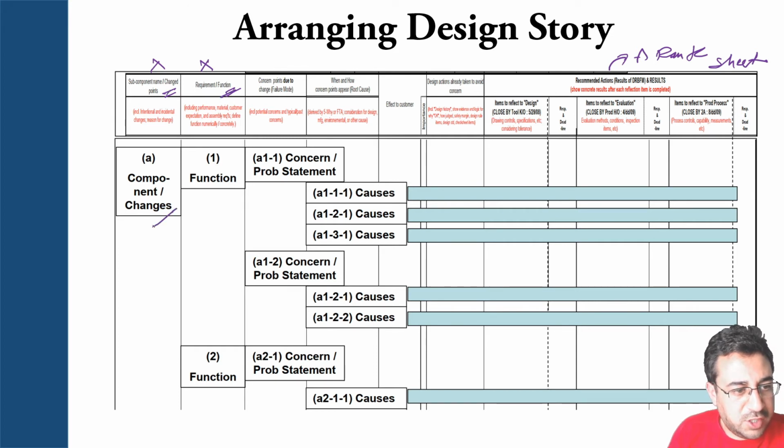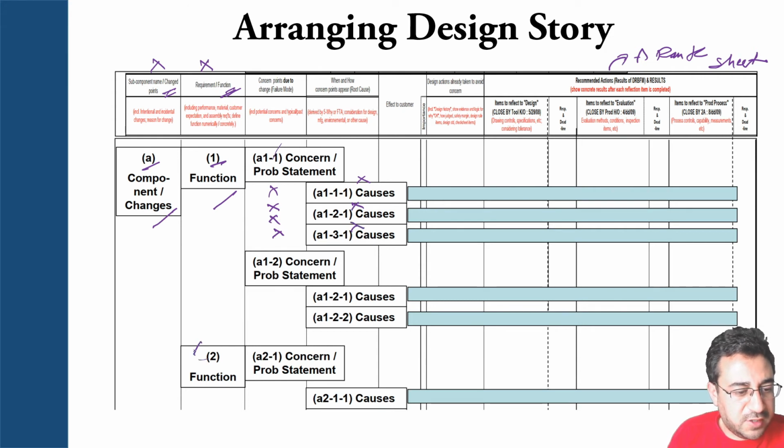Now you have the change point and the requirement or function. So I have the component or change point here, the function here, and the concern due to change or the failure mode here. Then I can tell what's going on with that specific part. Part A related to function 1 is having those concerns or failure modes. When and how the concern appears, I can write down the root cause analysis. Because of cause 1, cause 2, and cause 3, I think it's a concern.